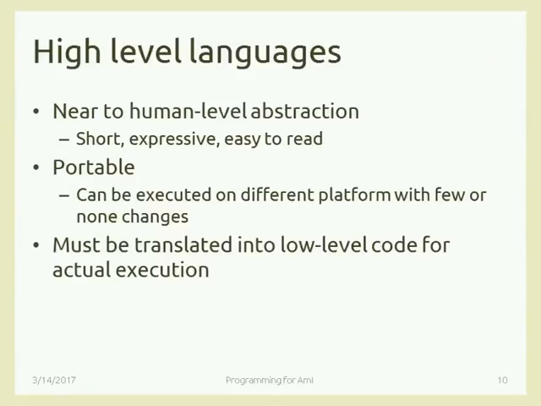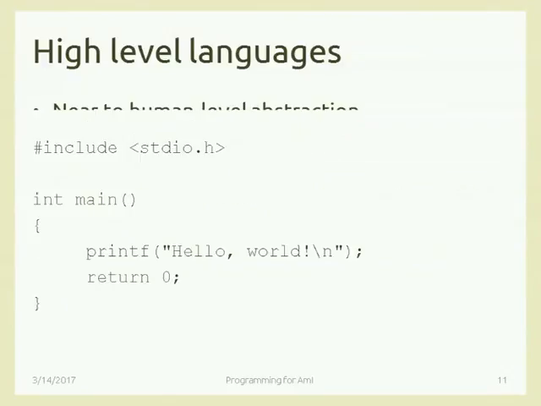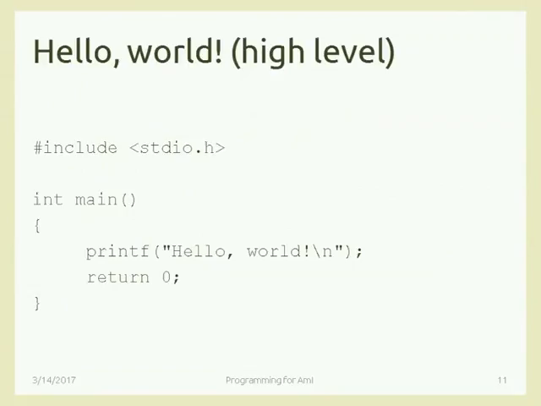High-level languages are near to human-level abstraction, so they are typically short, expressive, and easy to read. They are portable, meaning that they can be executed on different platforms with few or no changes, but they need to be translated into low-level code for the actual execution. An example of a high-level language is, well, Python, but also C, Java, and so on. And this is the hello world in C that you all should know. So it's brief, it's concise, sort of, and it's quite readable.